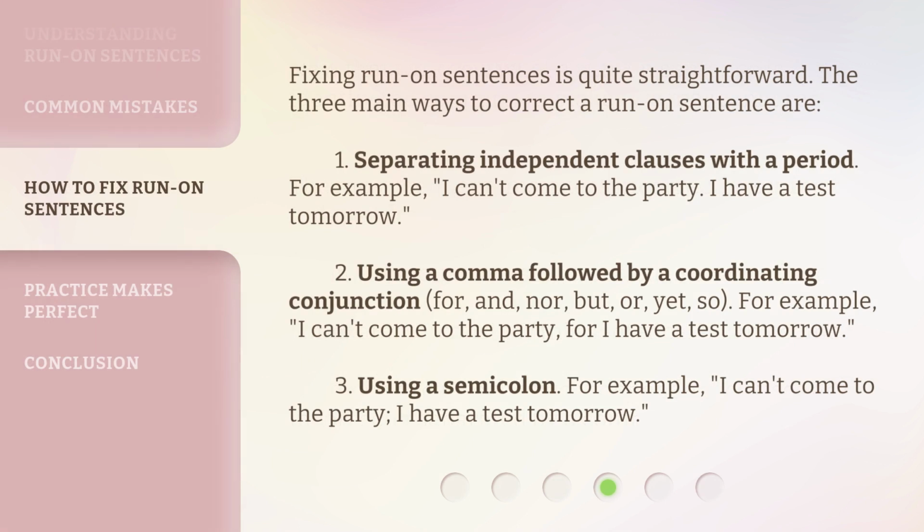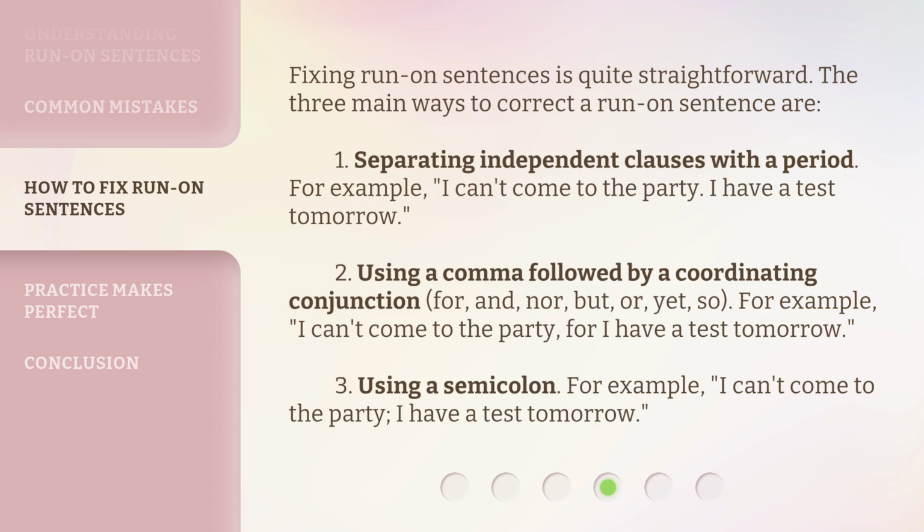Fixing run-on sentences is quite straightforward. The three main ways to correct a run-on sentence are: 1. Separating independent clauses with a period. For example, I can't come to the party. I have a test tomorrow.